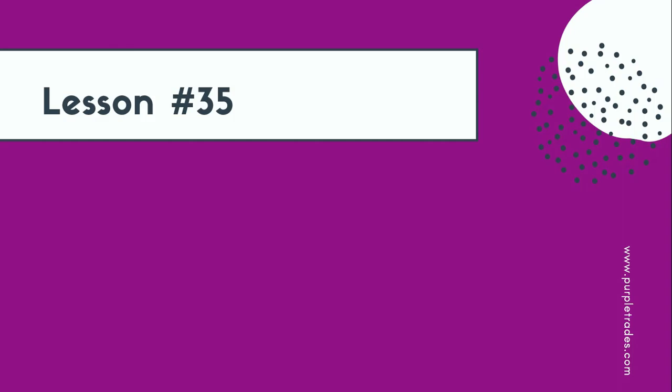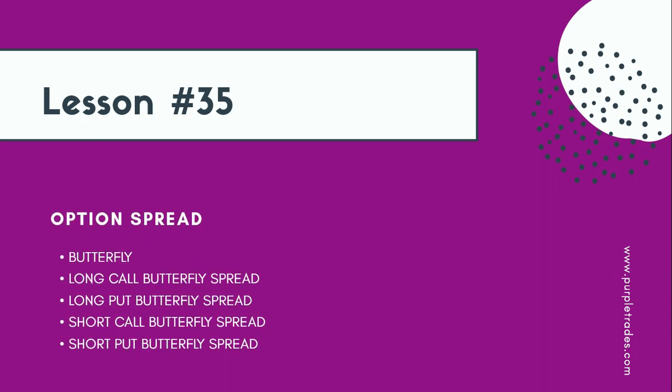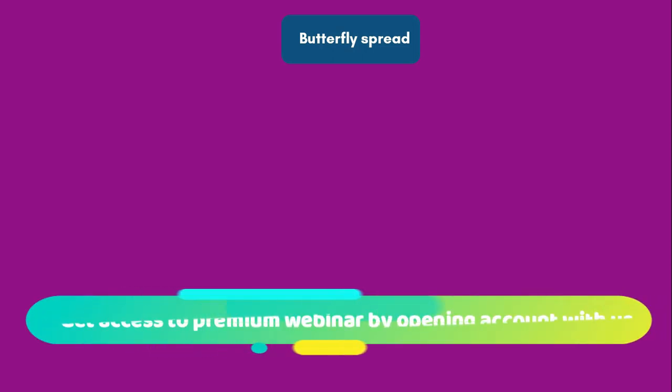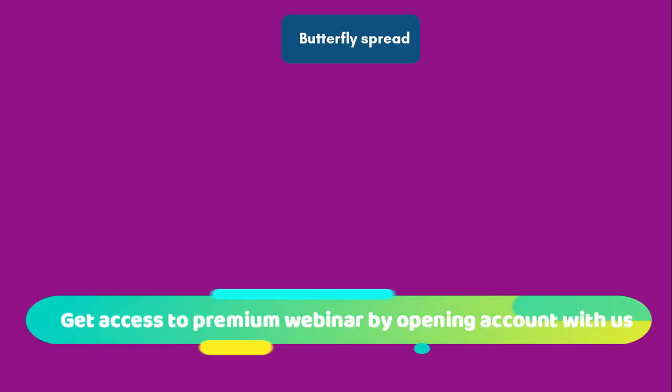In today's lesson, we are going to talk about butterfly spread. Now in butterfly spread, there are four types of spread that we are going to discuss in detail. That is long call butterfly spread, long put butterfly spread, short call butterfly spread and short put butterfly spread. So let's start. First of all, let's understand what is butterfly spread. Now in butterfly spread, we have three strikes of the same script.